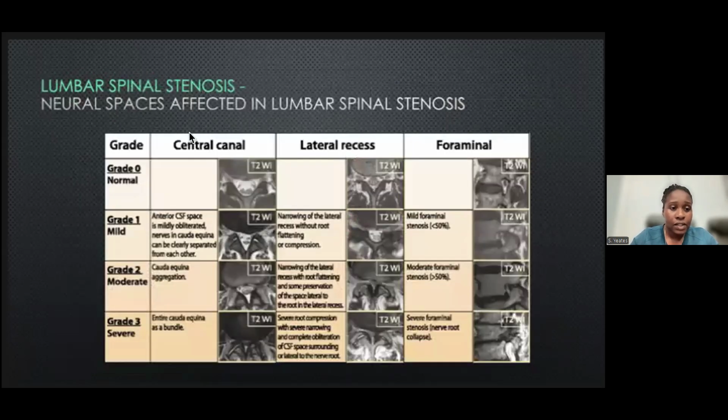I just put this here so that we can actually compare the different ones looking at an MRI. So we can see different grades. You have grade 1, grade 2, grade 3, and central, lateral, and foraminal stenosis. I'll just compare the extremities. So in grade 2, you have cauda equina aggregation, but then in foraminal, you have moderate stenosis, at least 50%.